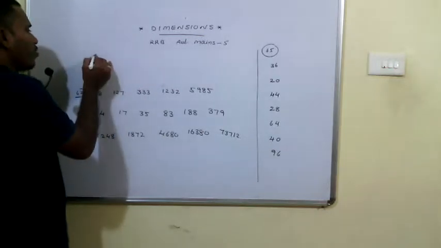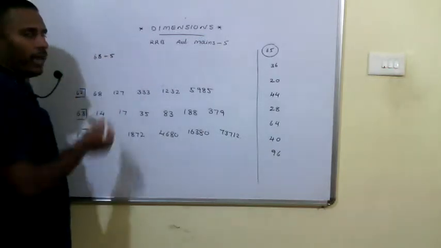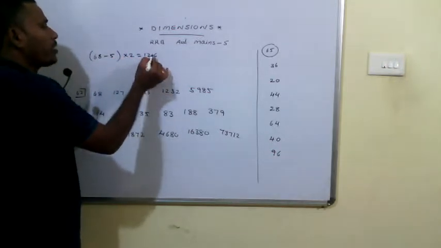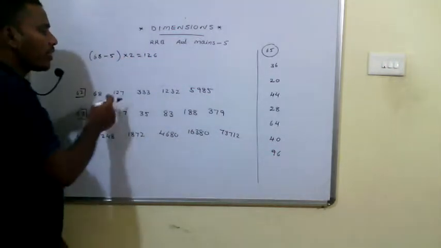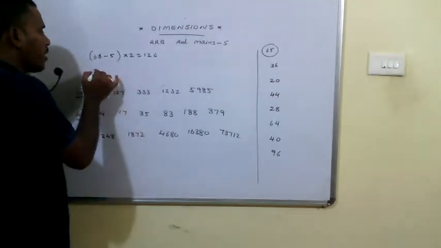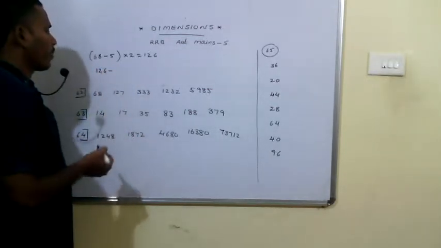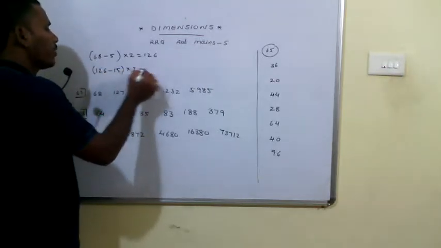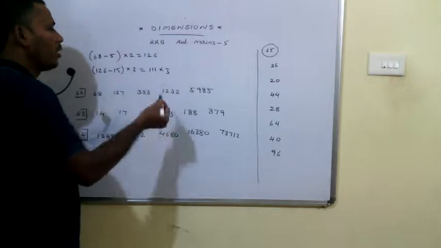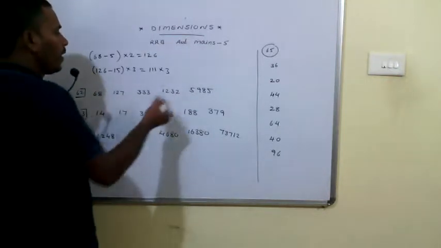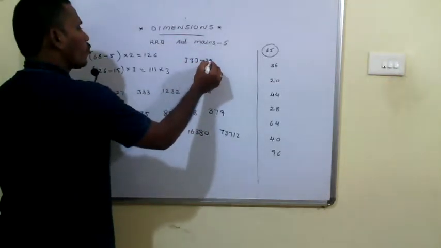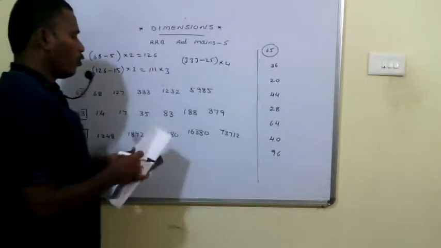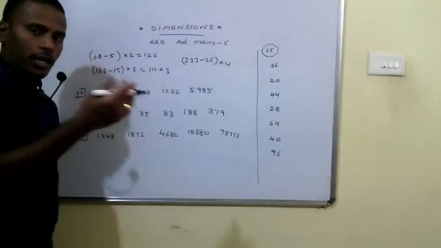So if you take 68, this 68 minus 5 is 63. That 63 into 2 is 126. But it is given as 127. Now, if you apply the same pattern, 126 minus 15 is 111, into 3 is 333. And the next one, 333 minus 25 into 4 will give us the next number. Like that it continues.